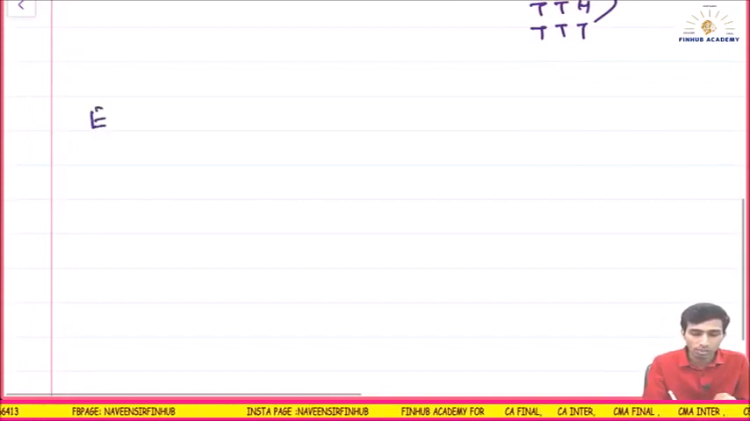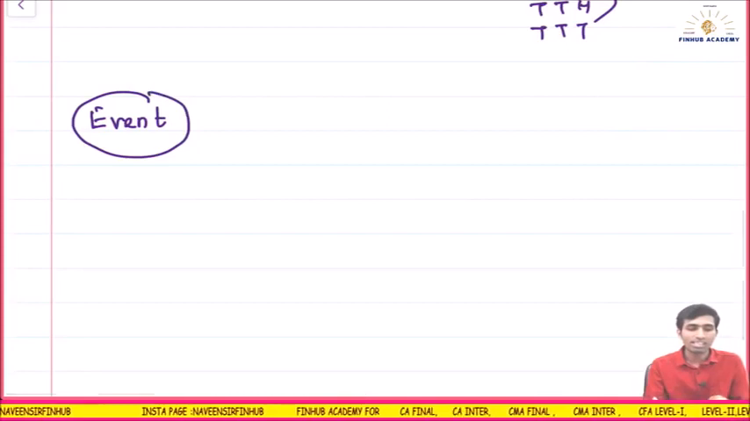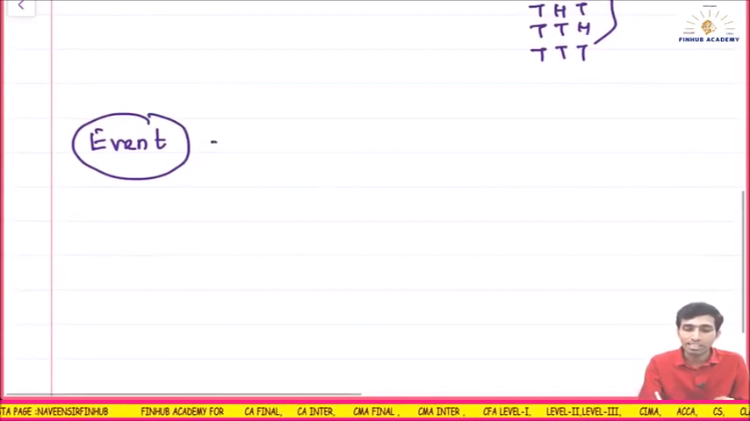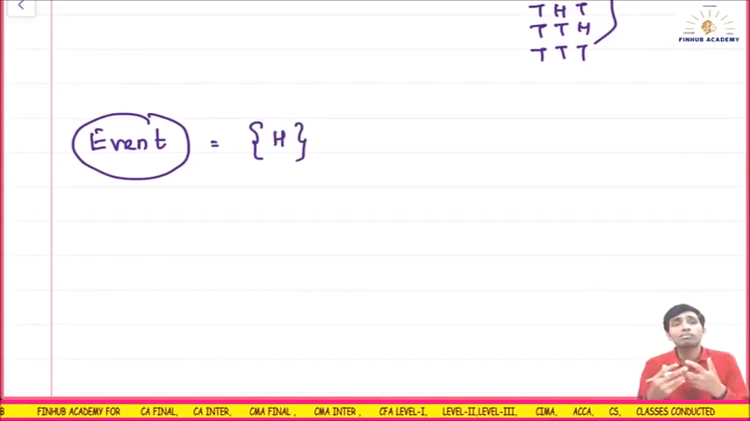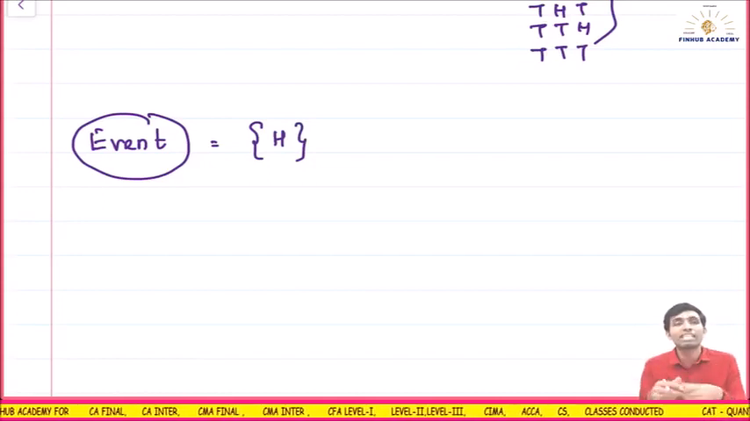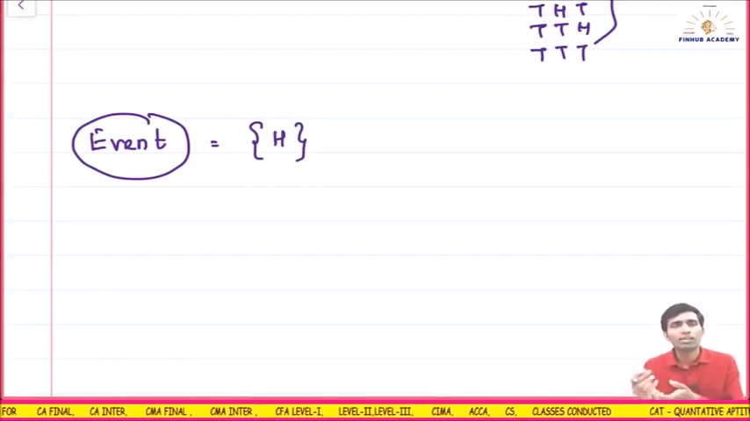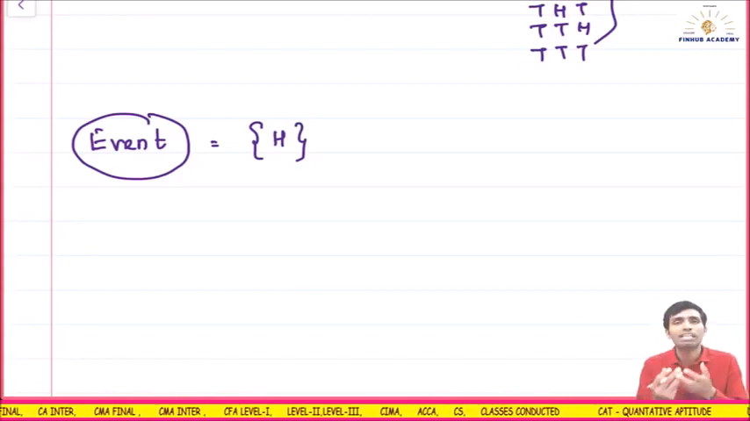Then event. Event means what? This event is a subset of the sample space. Whatever is the outcome, for example the event of getting a head when you toss a coin is an event. What is the chance of that event happening, getting a head or getting a tail? Whatever you are expecting to happen, that is an event.